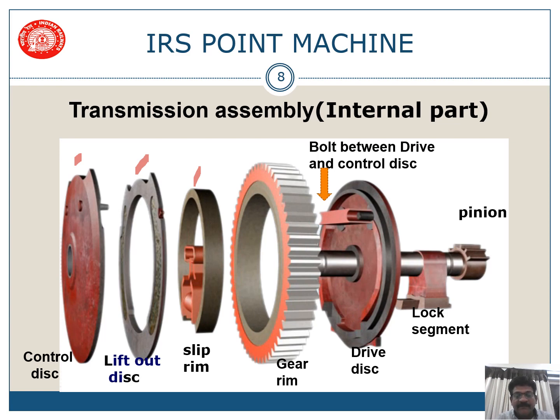This is your main gear or gear rim. There is a bolt connecting between drive and control disc. All this is here you can see. यहाँ पे ये सेट हो जाएगा, बोल्ट सेट हो जाएगा. एंड दिस इज योर लॉकिंग सेक्टर एंड रैक एंड पिनियन अरेंजमेंट. दिस इज कनेक्टेड टू योर रैक.